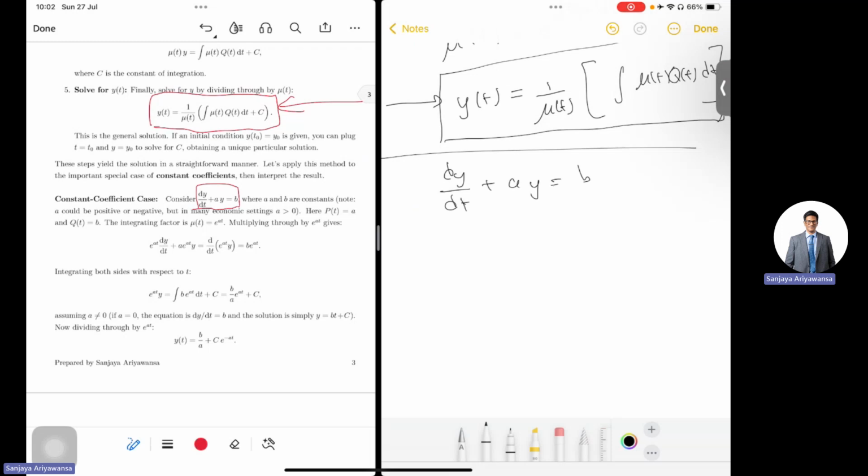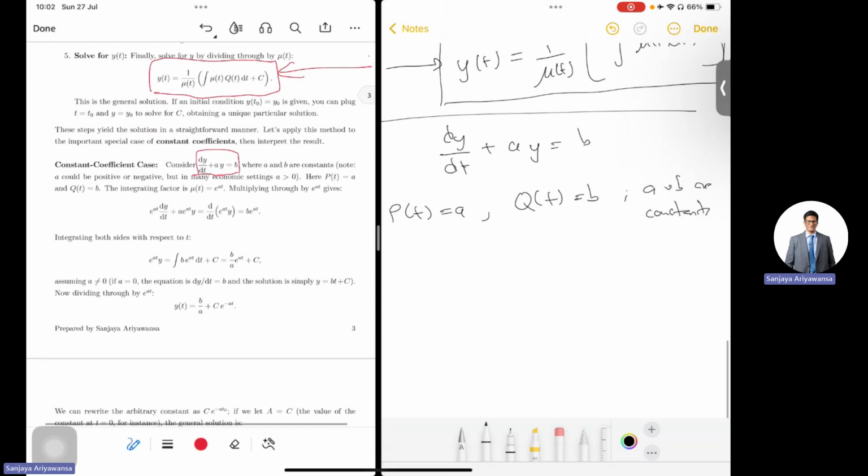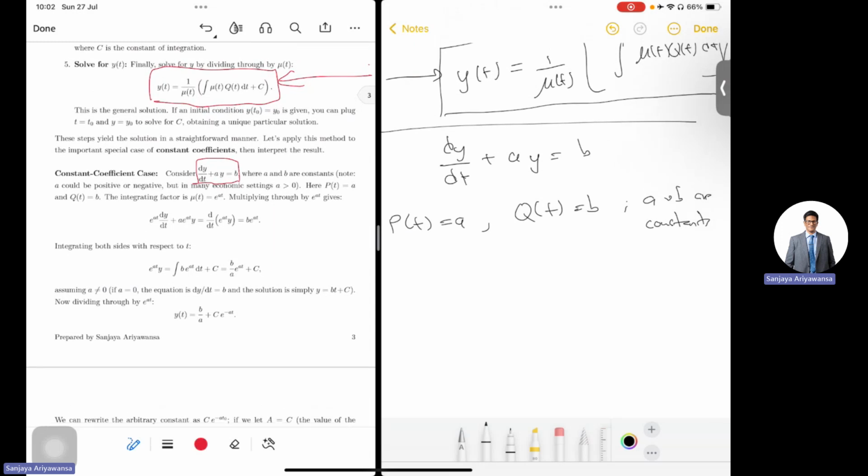So then, what is the first step? Check whether it's in the standard form. Yes, it is, where p of t is equal to a and q of t is equal to b, where a and b are constants. It's good to be specific. A and b are constants, right? Then, what is the integrating factor? Step number 2 is figuring out the integrating factor mu of t.